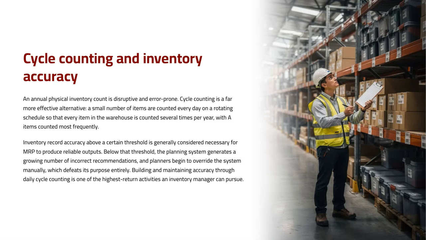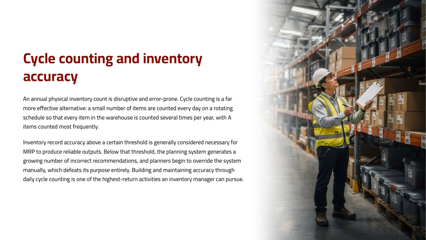An annual physical inventory count usually causes disruptions and is prone to errors. Cycle counting offers a much more effective approach. Instead of counting everything at once, a small number of items are counted daily on a rotating schedule. This way, every item in the warehouse gets counted multiple times a year, with the most important items counted most frequently. Maintaining a high level of inventory record accuracy is crucial for material requirements planning, or MRP, to generate reliable outputs.